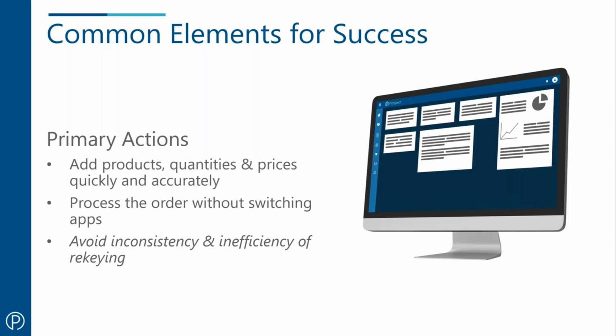And then built on that kind of base data, there's some primary actions that apply to all of these. So in all of these different kind of quotes, we need to be able to add products, quantities, prices quickly and accurately. We need to be able to process the order without switching apps so that we can just, whether it be a quotation or a quick order, actually just place that order and get somebody ready to ship it out. And across the board, we want to avoid the inconsistencies and inefficiencies that come from rekeying. Not only is rekeying just slow to actually do, but it slows up our whole sales team and sales process because it introduces inconsistencies and inefficiencies throughout.